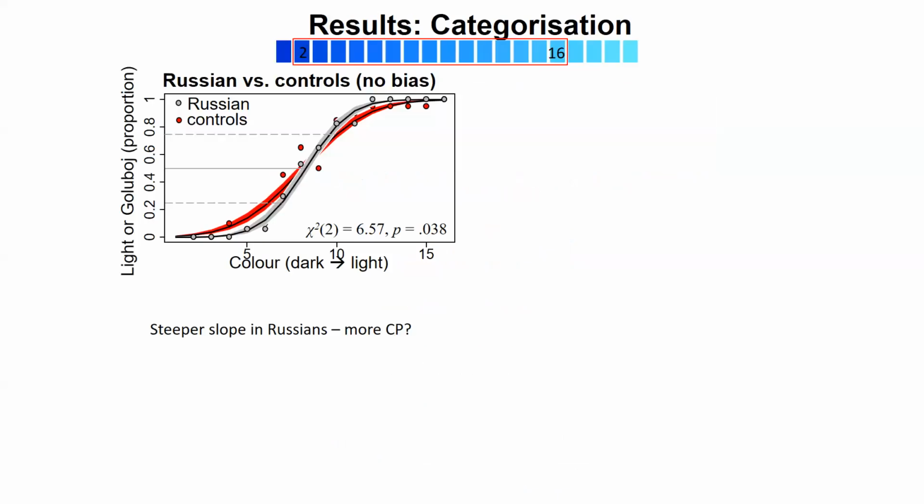Now let's look at our categorization results. First of all, you can see we have a somewhat sharper transition. This is the mean categorization across all participants. So you can see on the x-axis are the 15 colors, and on the y-axis is the proportion of them saying that it's goluboj. So that means at 0 they are saying sinij, at 100 they're saying goluboj, or dark or light. And the Russian participants have a sharper transition. That's what you might expect.